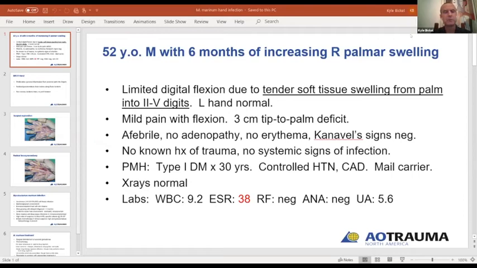We got x-rays which were normal, and his laboratories were normal with the exception of a markedly elevated SED rate at 38.